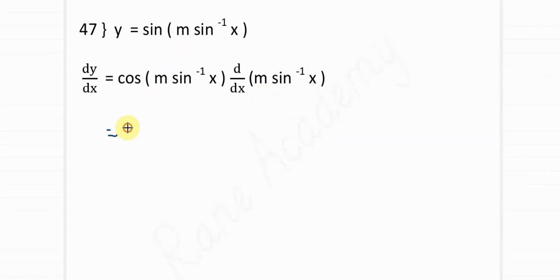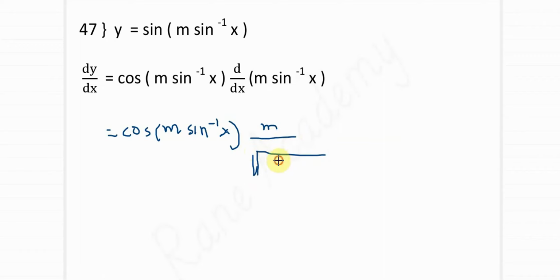So we write cos of m sin inverse x as it is, and now we differentiate m into sin inverse x. So we have m, and the derivative of sin inverse x is 1 upon under root of 1 minus x square.